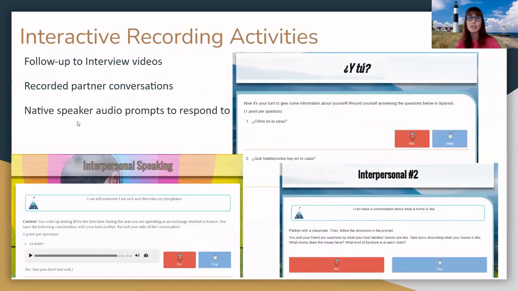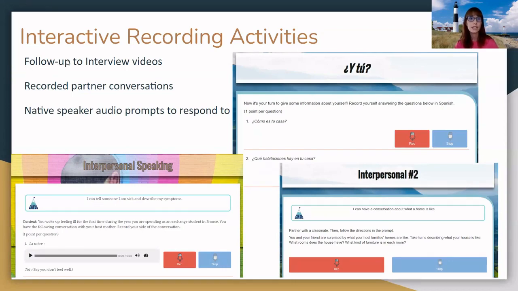We also have interactive recording activities. This is great because if you have a big class and you really want to hear each student speak, it can be a classroom management nightmare if you want to listen to every single person individually. With our recording, you can have them do it on their own, and then you can go back on your own time and listen to that without having to take away any class time for that.